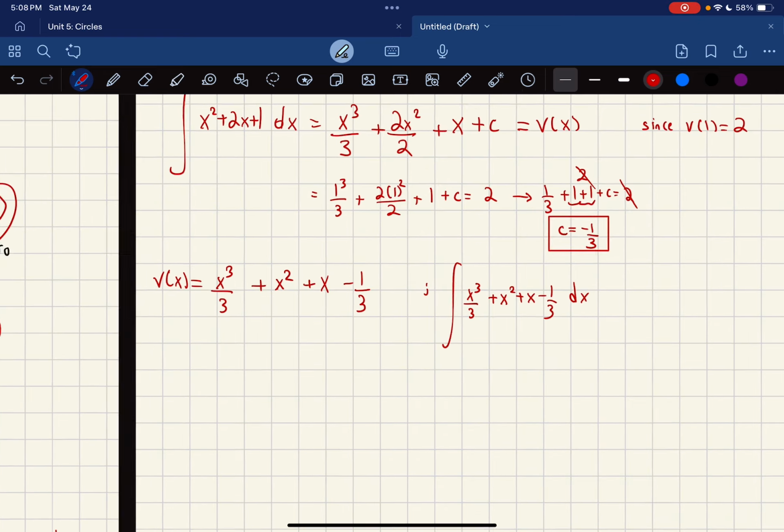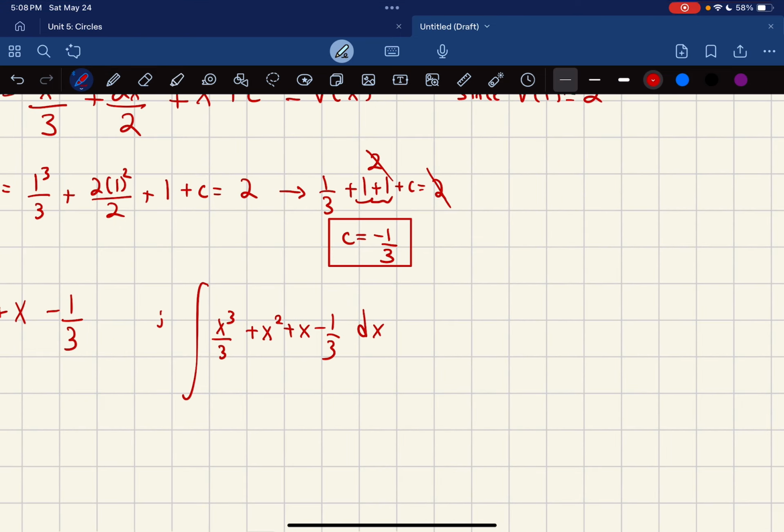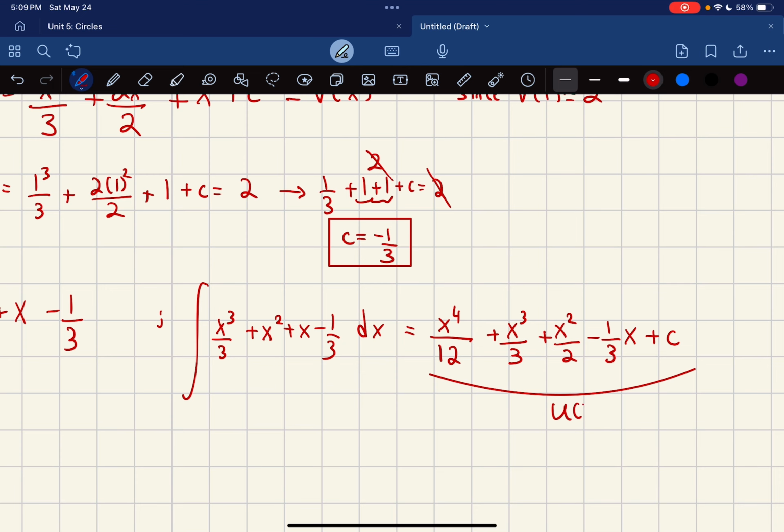Never forget your dx. Now, this integration is going to be x to the 4 over 4, but I already have a 3 down, so it's going to be 4 times 3, which is going to be 12, plus x cubed over 3 plus x squared over 2 minus 1 over 3 x plus c. This over here is going to be your position function.